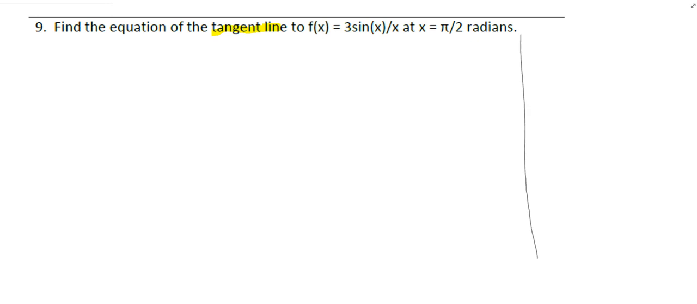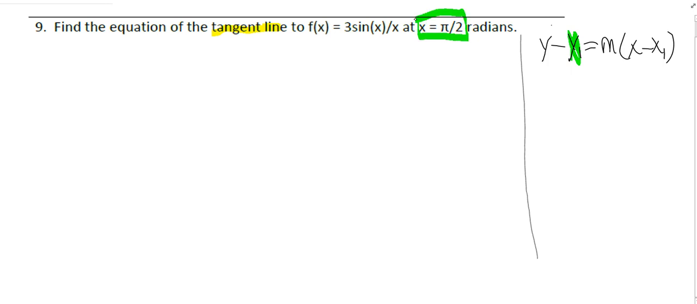where we have to use y minus y1 equals m times x minus x sub 1, and we have to find out, of course, our y sub 1 is going to be the original function at pi over 2 radians, and so let's figure out that real quick.